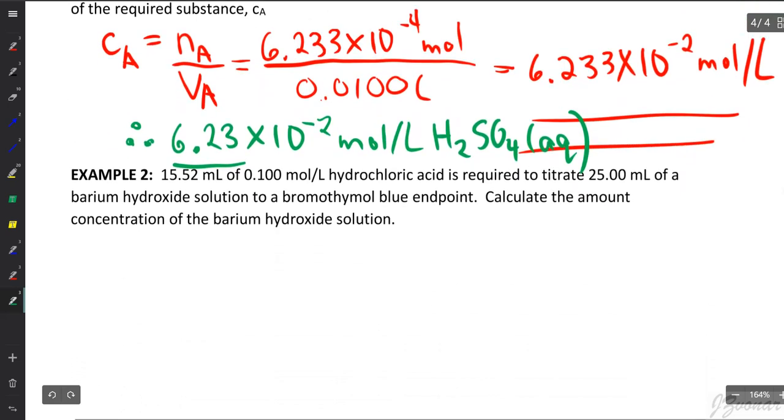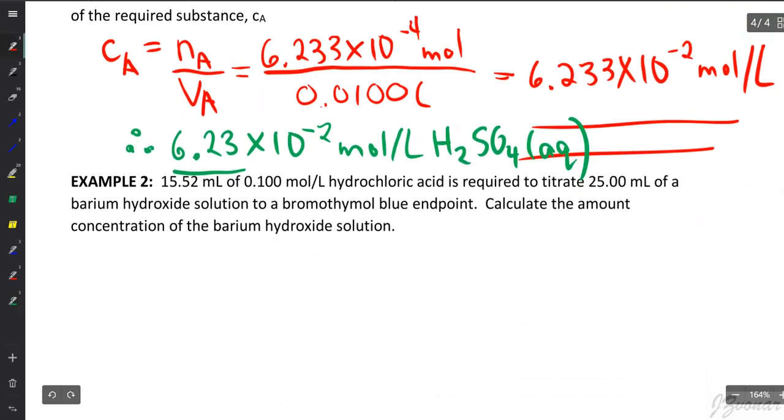All right, so now we're going to try one more example. In this example, pretty similar to the one we just did, always write down the information that we're given. So we see here the volume of my acid is 15.52 milliliters. I would recommend that you convert that right away to liters so that you have it ready for your calculations.